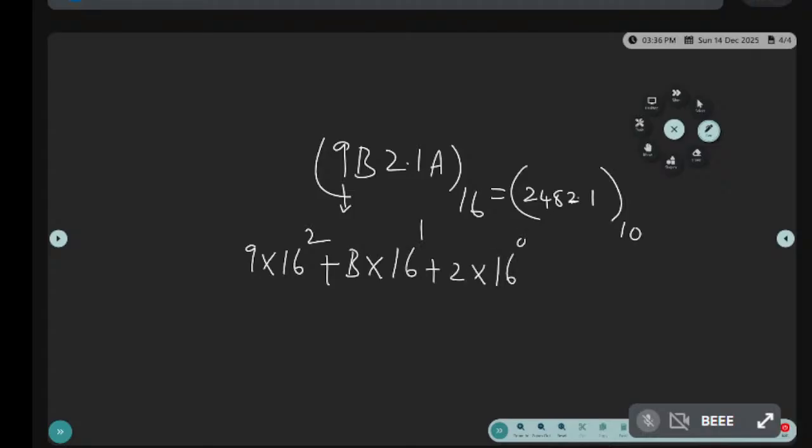16 to the power of 0 plus 1 into 16 to the power of minus 1 plus A into 16 to the power of minus 2.